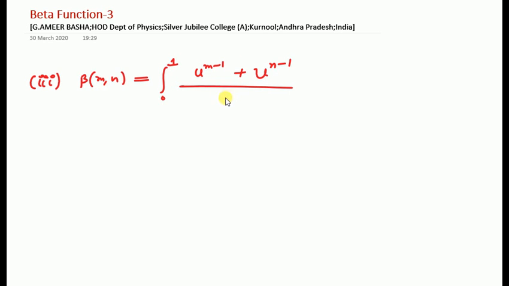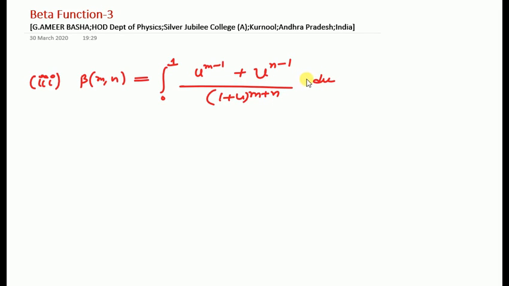Welcome back, students. So we are discussing various forms of the beta function, or properties of the beta function. The third one: what we need to prove here is that Beta(m,n) is equal to the integral from 0 to 1 of (u^(m-1) + u^(n-1)) divided by (1+u)^(m+n) du. This we need to prove.